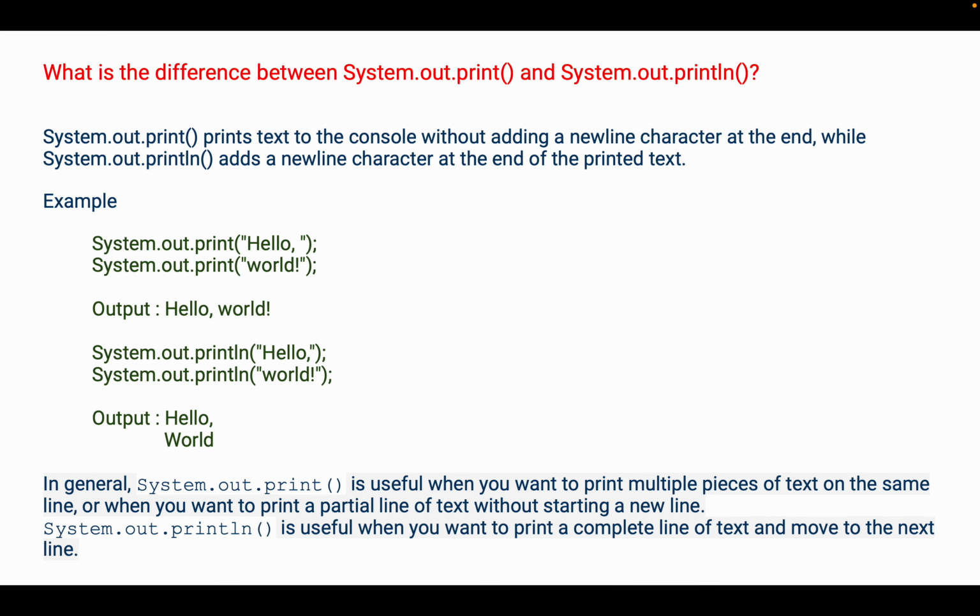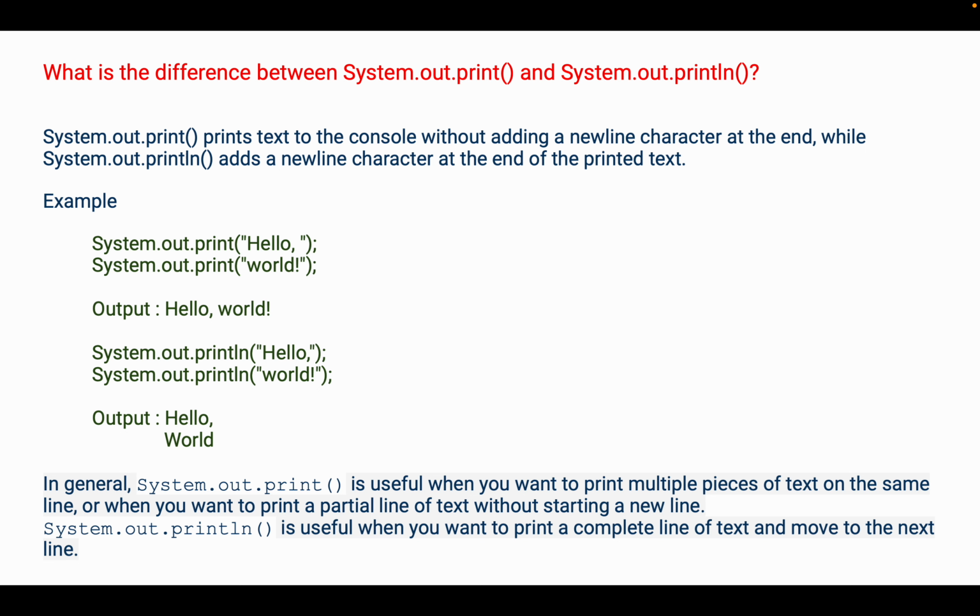So here, the next question can be, what is the difference between System.out.print and System.out.println? To this we can answer, System.out.print prints text to the console without adding a new line character at the end, while System.out.println adds a new line character at the end of the printed text.